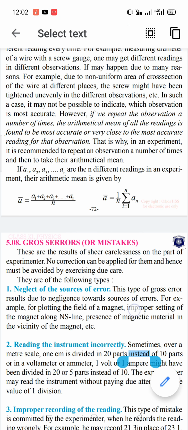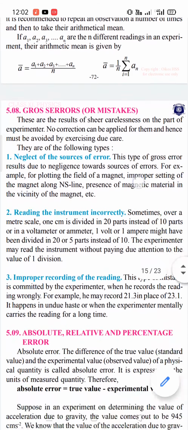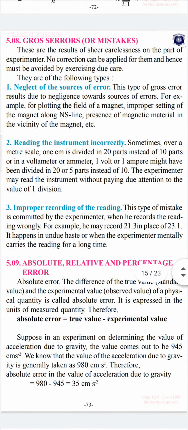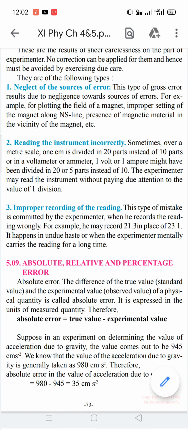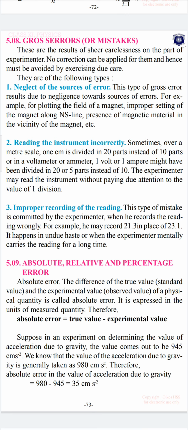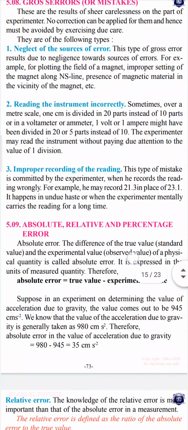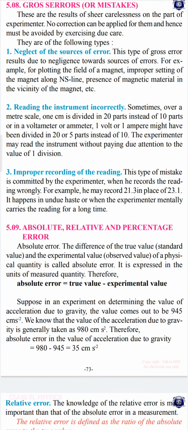5.08 Gross errors, or mistakes. These are the results of sheer carelessness on the part of the experimenter. No correction can be applied for them and hence they must be avoided by exercising due care. They are of the following types. 1. Neglect of the sources of error. This type of gross error results due to negligence towards sources of errors. For example, for plotting the field of a magnet, improper setting of the magnet along the N-S line, presence of magnetic material in the vicinity of the magnet, etc. 2. Reading the instrument incorrectly.